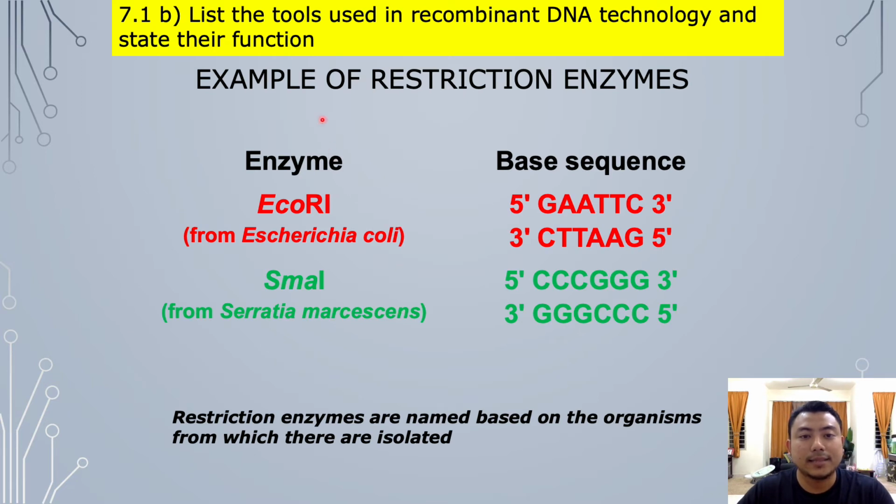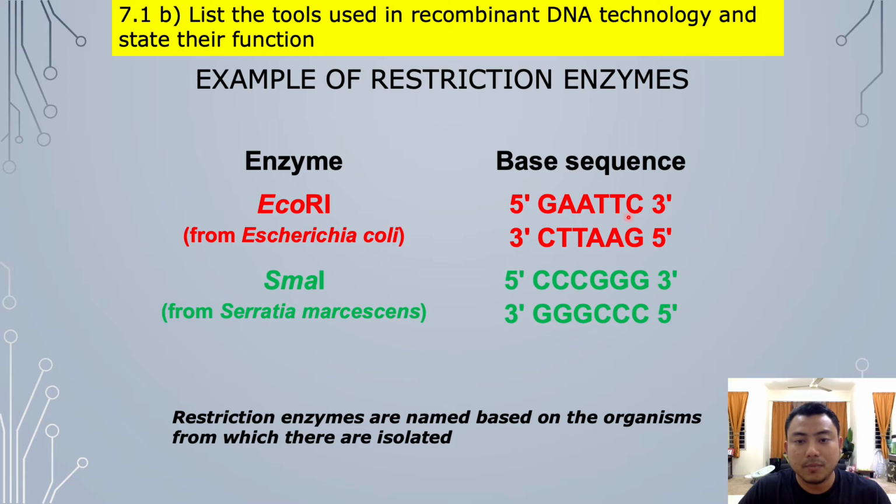So here are examples of restriction enzymes. Actually, there are many types of restriction enzymes, but the ones you need to study in our syllabus are two. The first one is EcoR1, that's how we pronounce it, and the other one is SMA1. EcoR1, Eco stands for Escherichia coli, the name of the bacteria, and SMA is taken from the name of the bacteria Serratia marcescens.